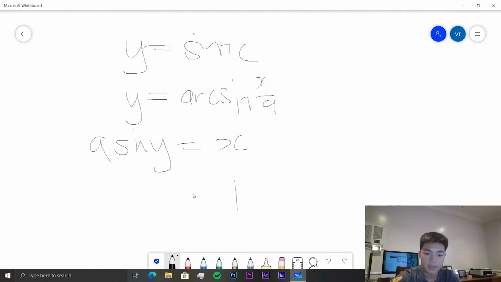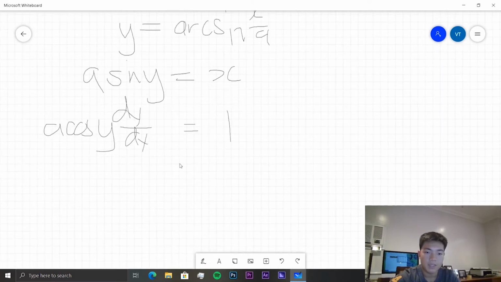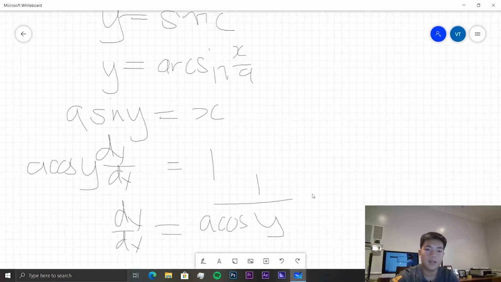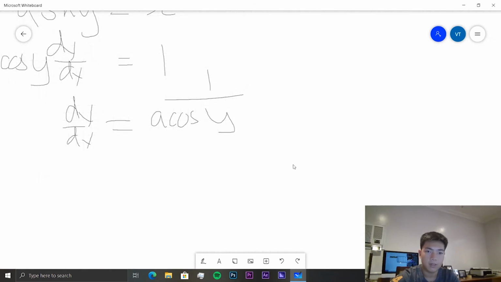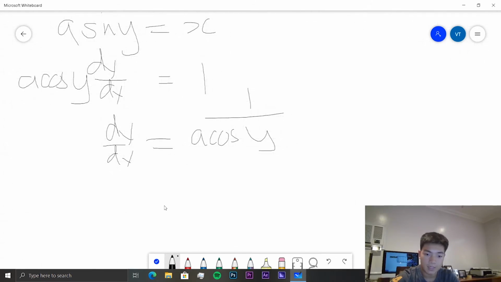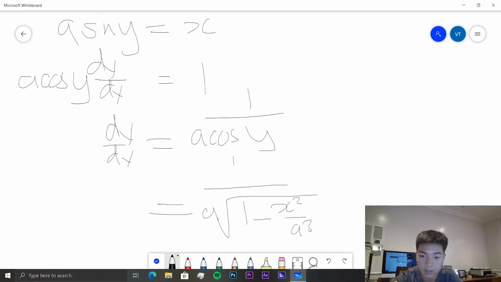So we have 1 is equal to a cosine y times dy over dx, since we have to multiply out the inside. So dy over dx is equal to 1 over a cosine y. And of course, cosine y is equal to the square root of 1 minus sine squared y. So this is more or less equal to 1 over a times the square root of 1 minus x squared over a squared.